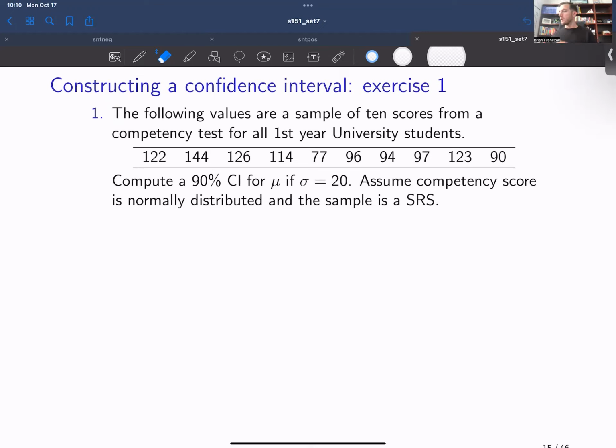So when we're constructing a confidence interval or performing any sort of inferential method, the first thing that we do is check our assumptions. So for the confidence interval, we have the following set of assumptions.